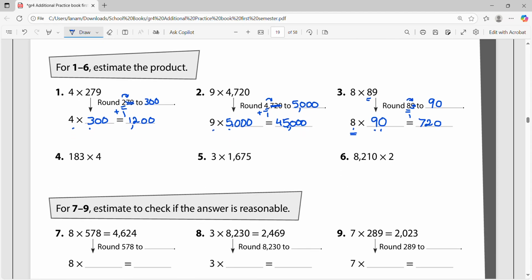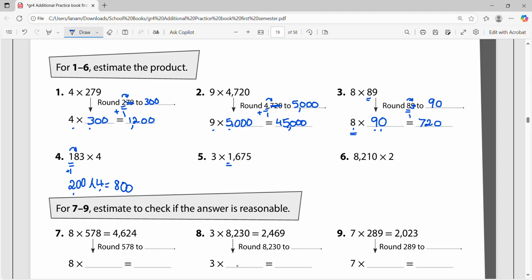Number 5, the same. We will just round and multiply. Now I will round to the nearest 100. So find your place, look next door. If 5 or greater, add one more. So I will add 1 here. So it will be 200. And 2 times 4 equals 8. And then I add the zeros.